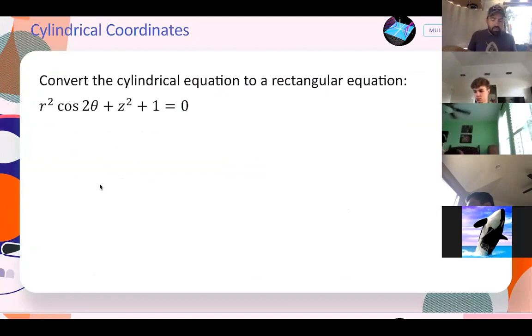So here, I see a cosine 2 theta. That's going to cause issues because none of our conversion formulas have a 2 theta in it.